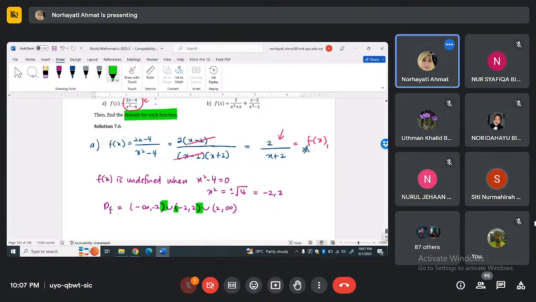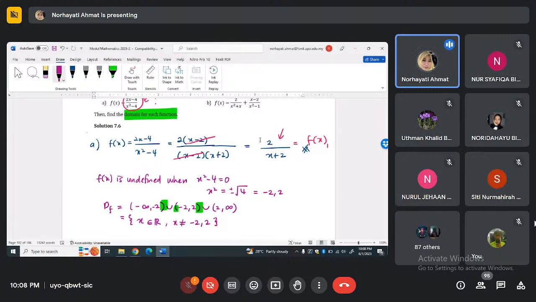Boleh? Boleh kelas untuk domain? Boleh. Okay, ataupun kita boleh tulis dalam bentuk set. Domain for this function is all x, where x are real numbers, but x cannot be negative 2 and 2. Okay, this is how we write the domain. Okay, so tak apa, kita pergi pada next function. Next function.